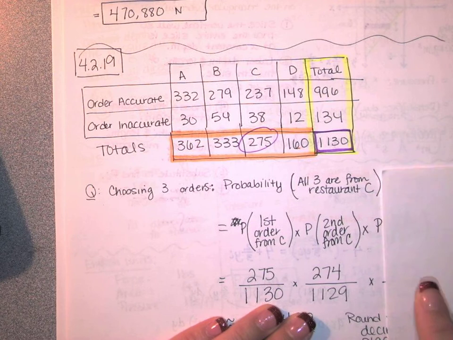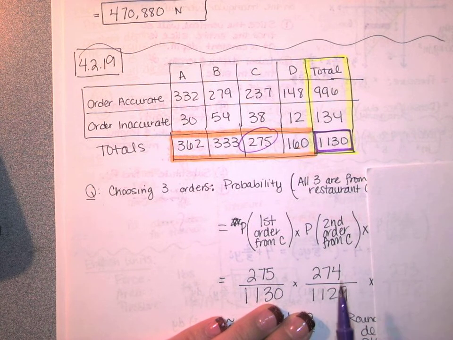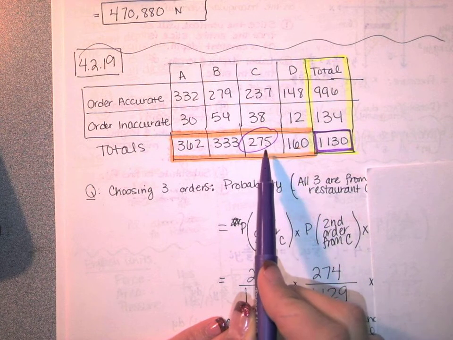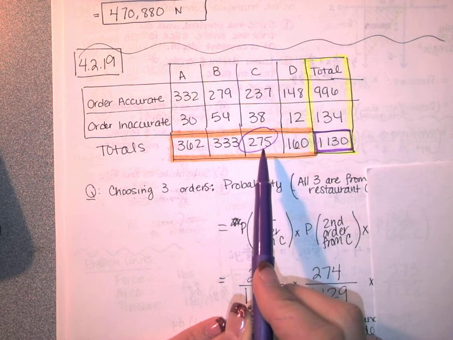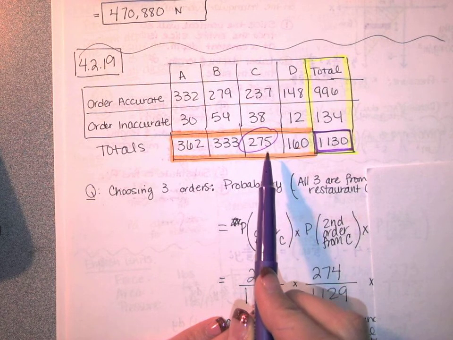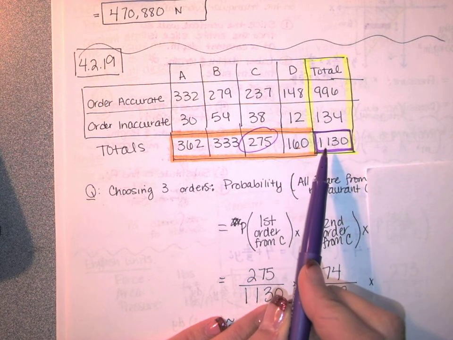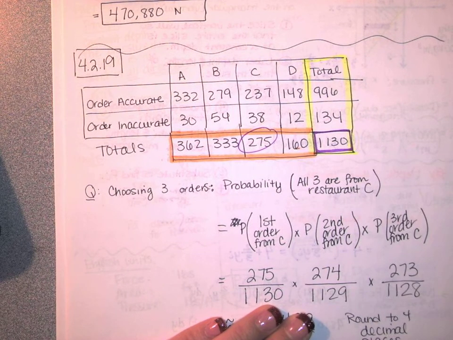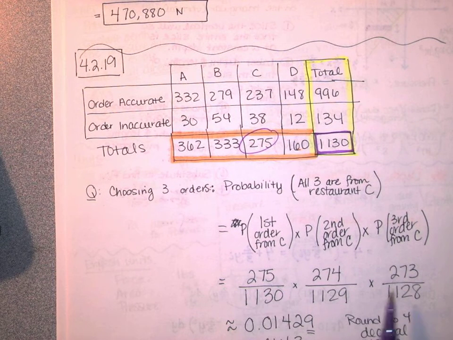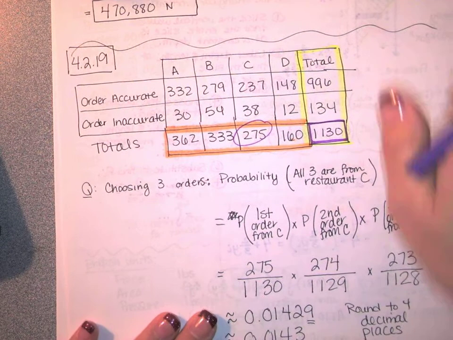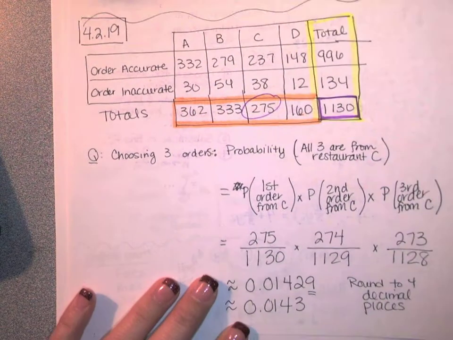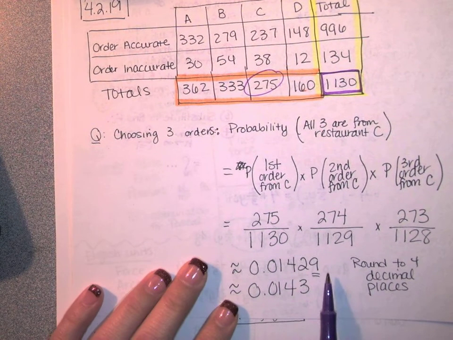And the same thing happens when you're looking at the probability that the third order is from restaurant C. I've already taken 2 of these orders, so there are only 273 left. And I've taken 2 of these orders away, so there are only 1,128 left. So it's 273 out of that 1128. Now, if you put this in your calculator and multiply, this is what you get.